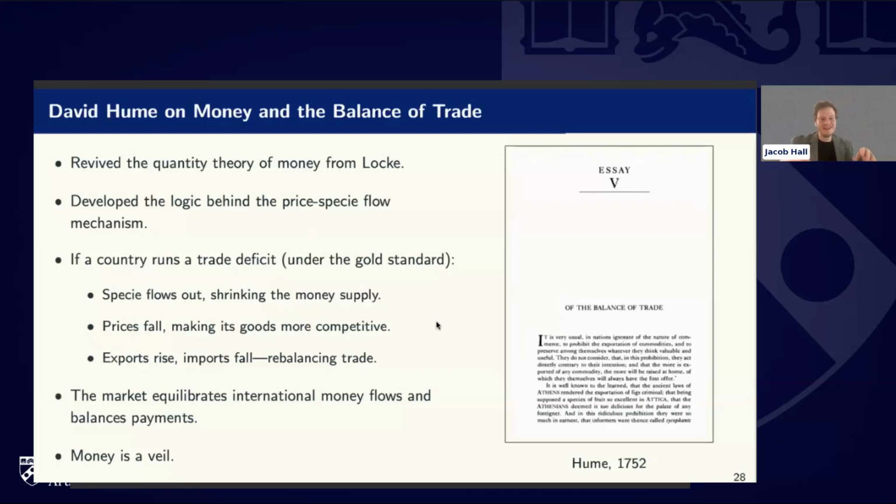The core idea here is money is a veil. It's not the real economy. And Smith picks up on this in his section on the attack on mercantilism. So it's worth knowing. Hume is also a great writer, and so he's very understandable. And so you can go to Liberty Fund, look at the essays, and read them yourself.